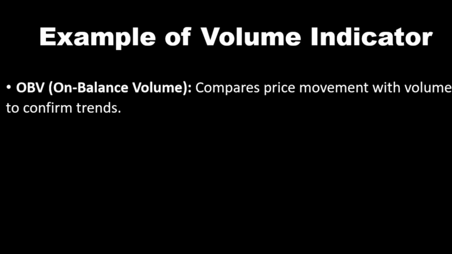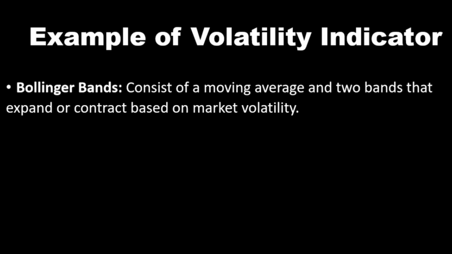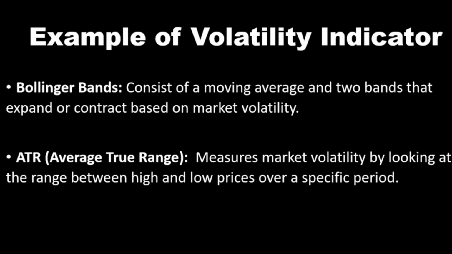Example of volume indicators: OBV, on balance volume, compares price movement with volume to confirm trends. Chaikin money flow measures the flow of money. I love this indicator. It measures the flow of money into or out of a currency pair based on volume and price changes. Examples of volatility indicators: Bollinger Bands consist of moving averages and two bands that expand or contract based on market volatility. Average true range measures the market volatility by looking at the range between high and low price over a specific period.